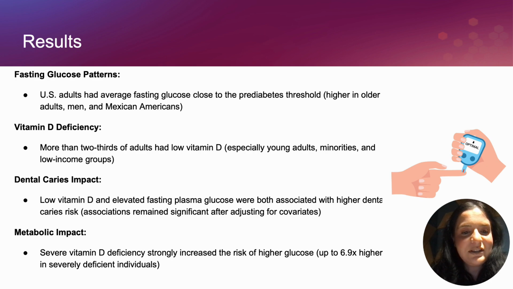Our results showed patterns in fasting plasma glucose, so U.S. adults had an average fasting glucose close to the prediabetes threshold, higher in adult males and Mexican Americans. For vitamin D deficiency, more than 2/3 of adults had low vitamin D, especially young adults, minorities, and low-income groups. Dental caries impact: low vitamin D and elevated fasting plasma glucose were both associated with higher dental caries risks. Associations remain significant after adjusting for the covariates. And for metabolic impact, severe vitamin D deficiency strongly increased the risk of higher glucose, up to 6.9 times higher in severely deficient individuals.